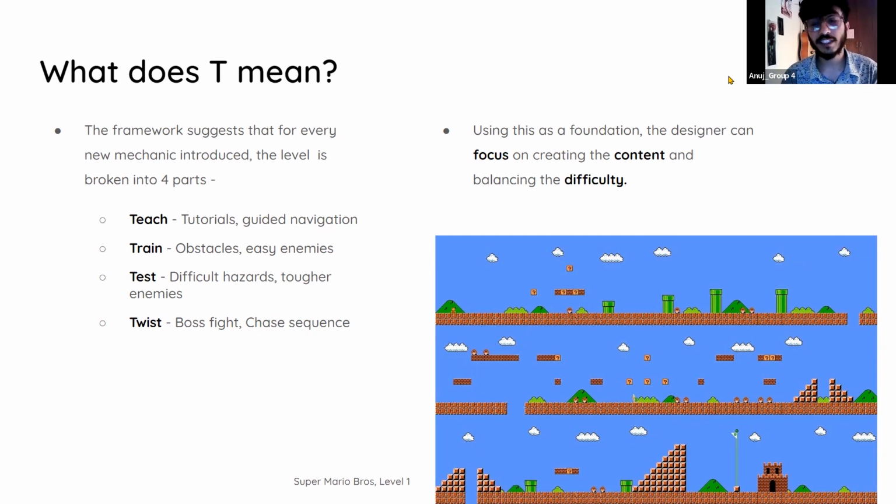Once they have done that, then you can test them. You can add in difficult hazards, more enemies, so that they actually die, or they face some difficulty crossing that level. And finally you twist.